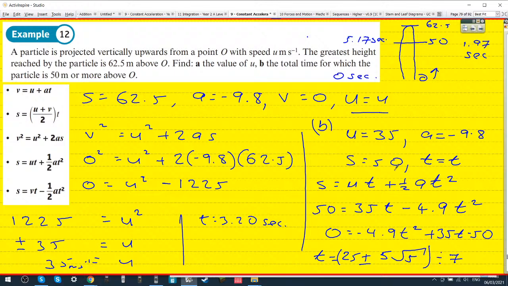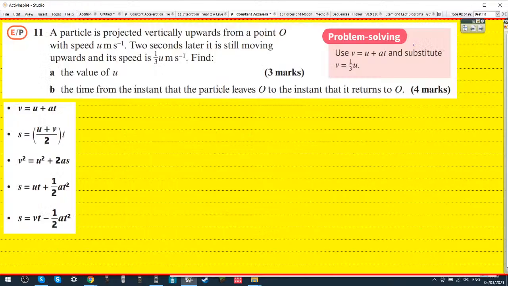That's why I was expecting to get 2 times. Like, when is S 50? And there are 2 different times, and you find the difference between them. All right. Unless you have questions, let me see this one. Upwards with a speed. Oh, this is getting to be pure algebra. It returns to O. All right. Let's try that.